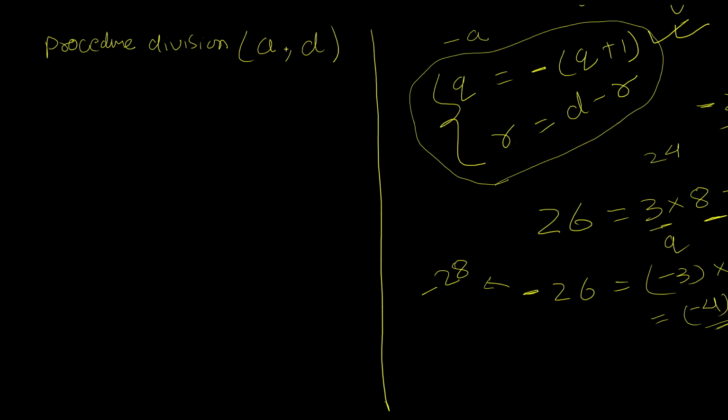This a is going to be any integer, while d is only going to be a natural number. We discussed why that is in one of our earlier videos. So those assumptions are here. Now we start implementing the algorithm. First, we start by setting the quotient to 0. That is the first step as we saw earlier.